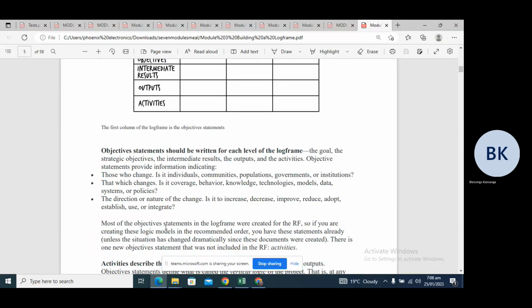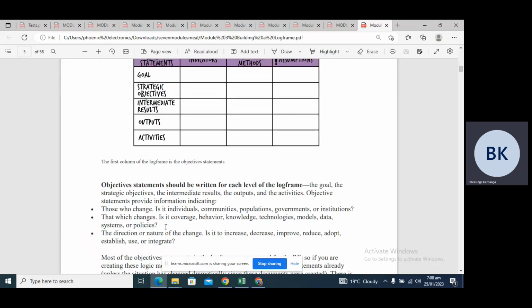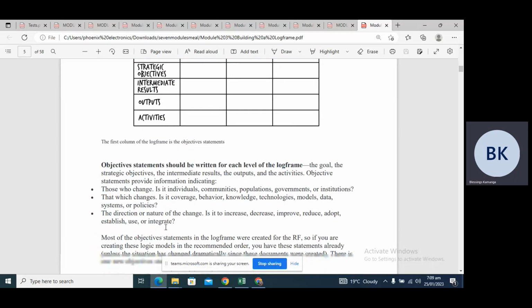Most of the objective statements are derived from the theory of change framework. If you studied it, you realize that it already creates some of these things, like the goals, the strategic objectives, and intermediate results. However, for the outputs and activities, we'll be looking at them from the logical framework view.